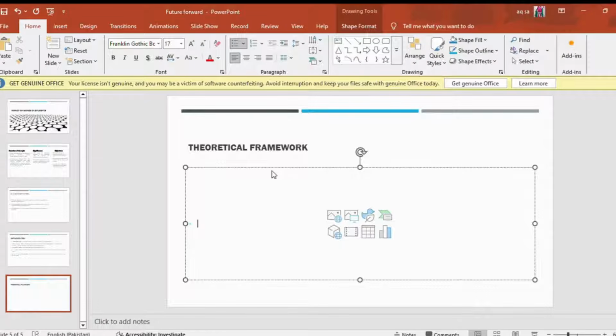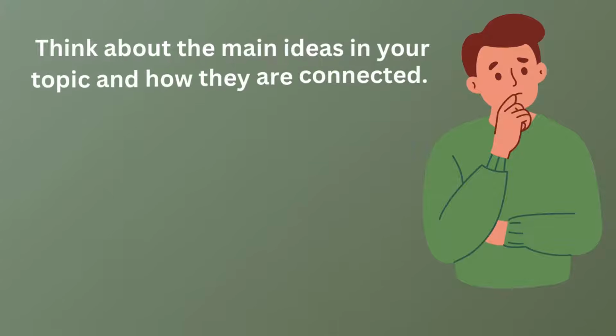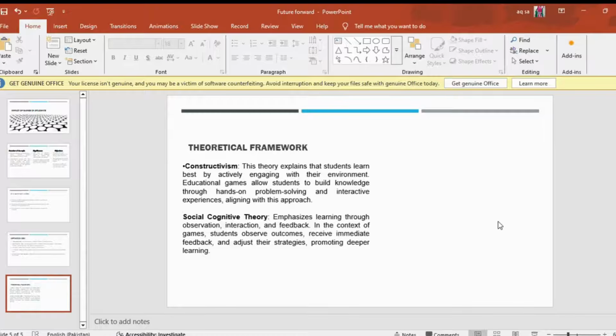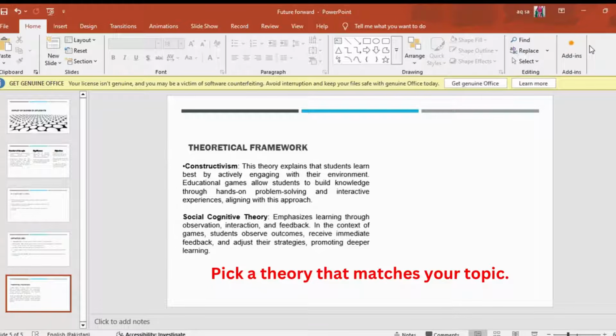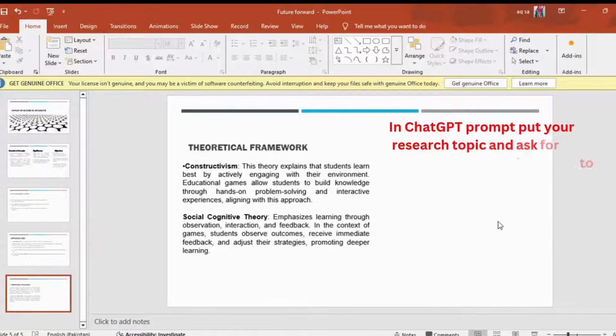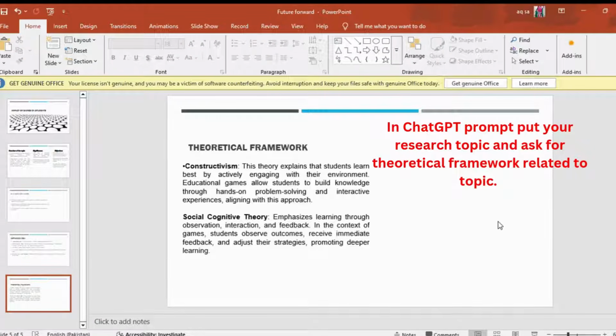To choose a theoretical framework for your literature review, think about the main ideas in your topic and how they are connected. Look for theories that explain similar topics or help you understand the issue better. For example, if you are studying how educational games help students learn computational thinking, you might use a theory like constructivism, which explains how people learn through experiences, or social cognitive theory, which focuses on learning through interaction and observation. Pick a theory that matches your topic. Or ask ChatGPT. In the ChatGPT prompt, put your research topic and ask for a theoretical framework related to the topic.